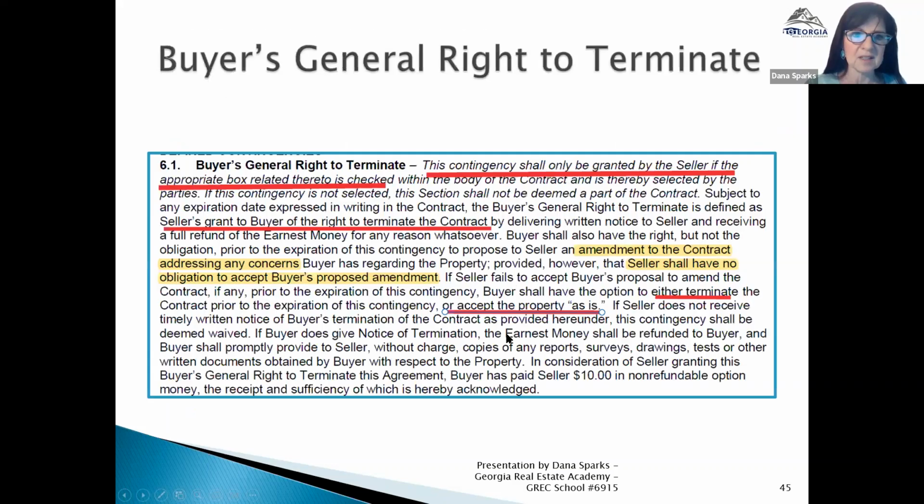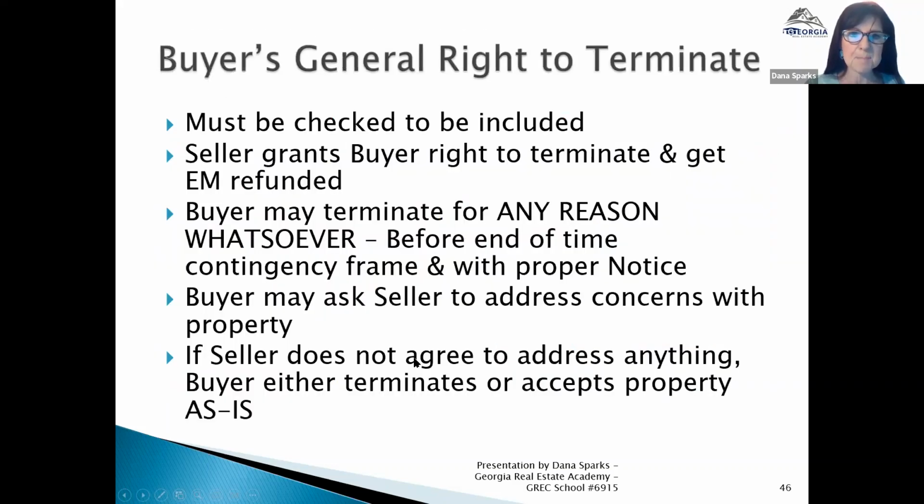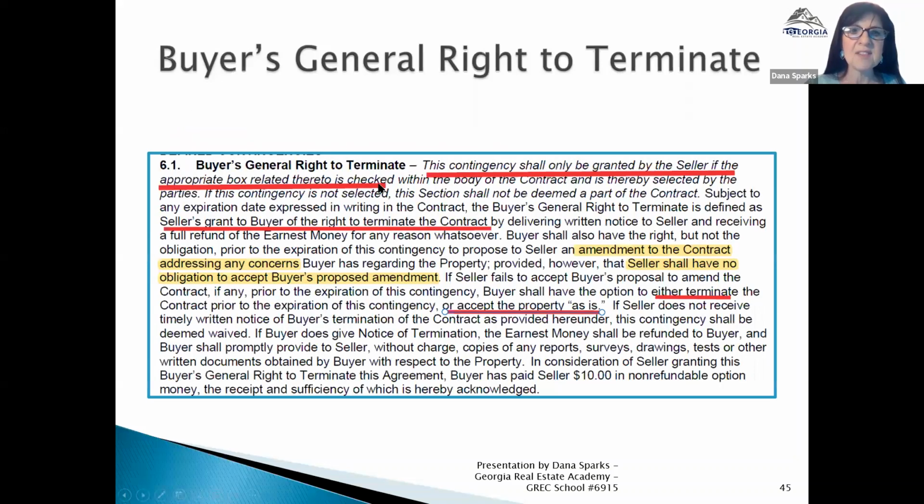We've talked about all of this. And in the buyer's right to terminate, this is the buyer deciding, are they going to terminate the contract and get their earnest money back or go through with it? The buyer shall also have the right, but not the obligation, prior to the expiration of this time frame of this contingency, to send an amendment to the contract to ask the seller to address concerns. So you guys, when you see the term as is, that typically means a seller is communicating they are not going to do any repairs. That does not mean the buyer still doesn't have the right to inspect the property.